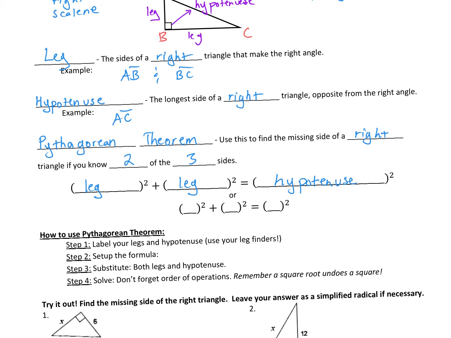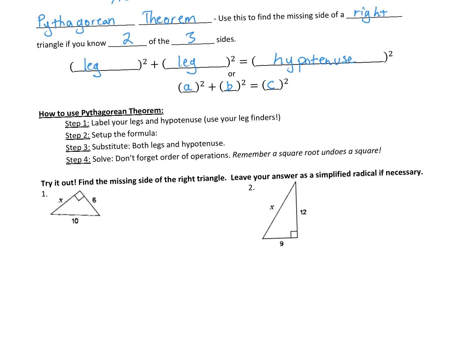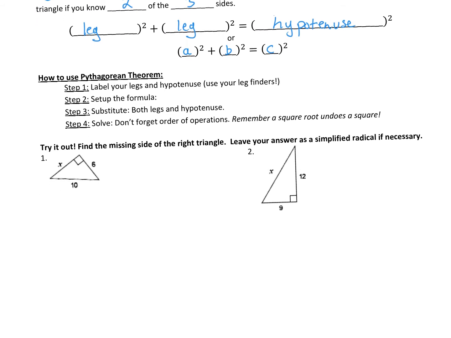Normally instead of calling them leg and hypotenuse, we call the legs A and B because each leg is a different length. So we call this A, this B, and then we normally call the hypotenuse C. So C squared is your hypotenuse. So let's label the legs and the hypotenuse and find all this stuff.